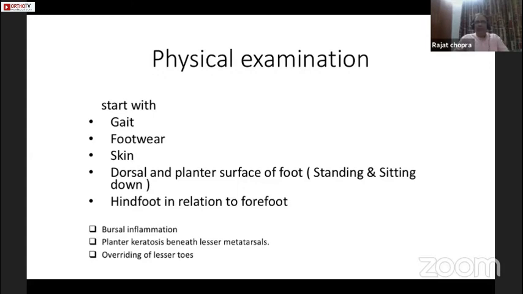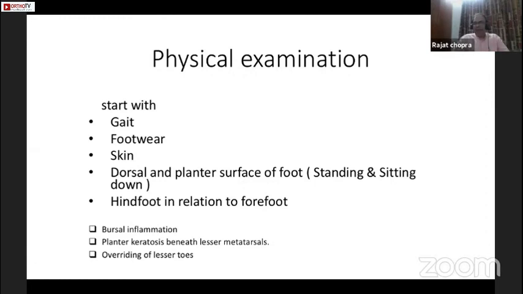You look at the skin. It's very important in a foot and ankle case that you look at both sides, the dorsal as well as the plantar. When you are looking at the patient standing, you are looking at the dorsal side. You look at the patient from the front, side, and back, and then you ask the patient to sit down. And when he's sitting, you take the foot in your hand and look at the plantar side of the foot.